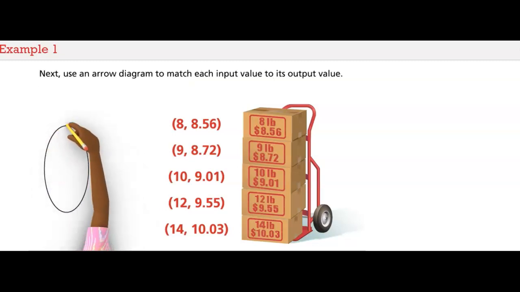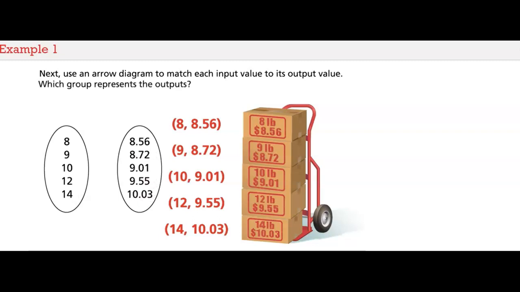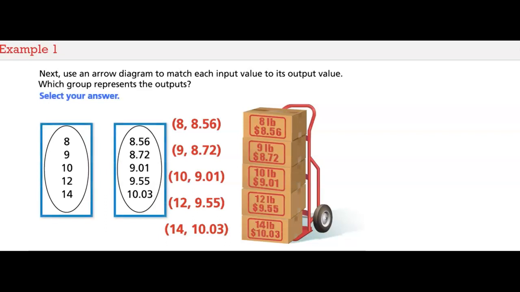Let's use an arrow diagram to match each input value to its output value. 8 pounds on one side, $8.56 on the other. And we can repeat this for the other 4 ordered pairs. Which group represents the outputs? Select your answer.